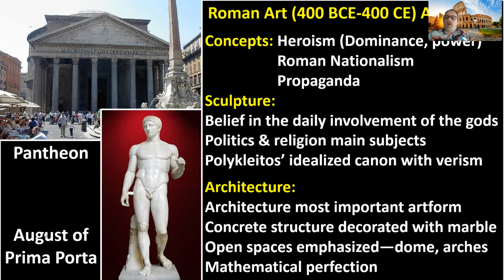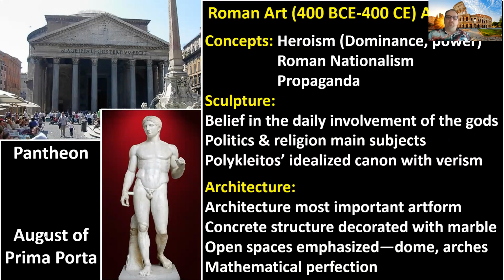In their architecture, that's going to be their most important art form. So we'll have an entire lecture on how their architecture is different in our next lecture. Concrete structure decorated with marble. So not just made with marble, which is highly breakable. That's why Roman architecture still stands today. And if you go to ancient Greece, you'll see mostly rubble that they're trying to repair.